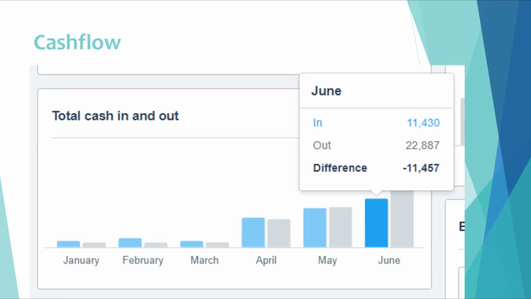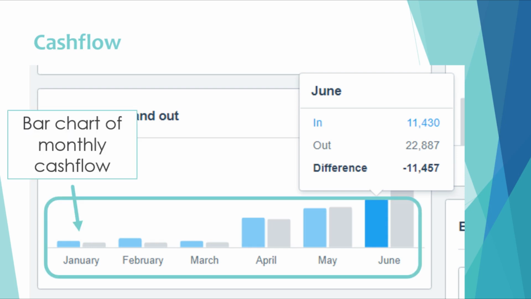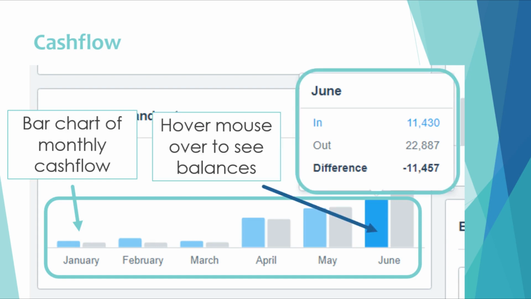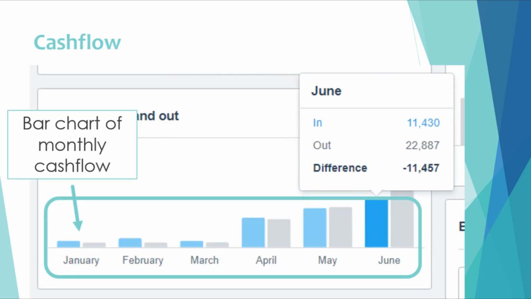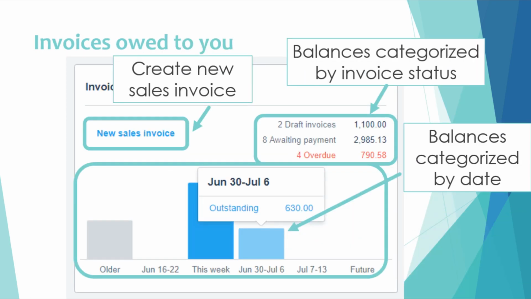The next one is your cash flow. On your cash flow widget, you can have a quick look, in bar chart format, at your monthly cash flow of all the money that comes in and out of your business. Just the same as the previous bar charts and line charts, just hover your mouse over to see the balances in detail. Next up is your bills to pay section. This section is exactly the same as the invoices to receive, which is your customers' part, invoices owed to you.